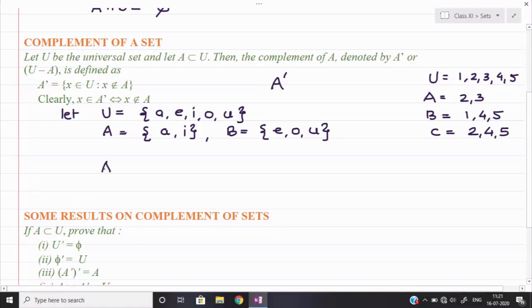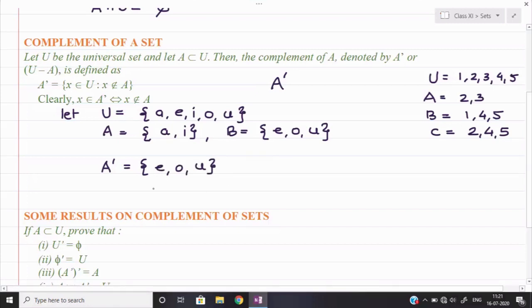So A complement is equal to, now remember, A complement will be those elements which are not a part of A but are part of U. You observe A has a and i. So a and i you leave from U. Who is remaining there? e, o, u. That is actually equal to B. That is a coincidence. It is not compulsory that it will be equal to the second set.